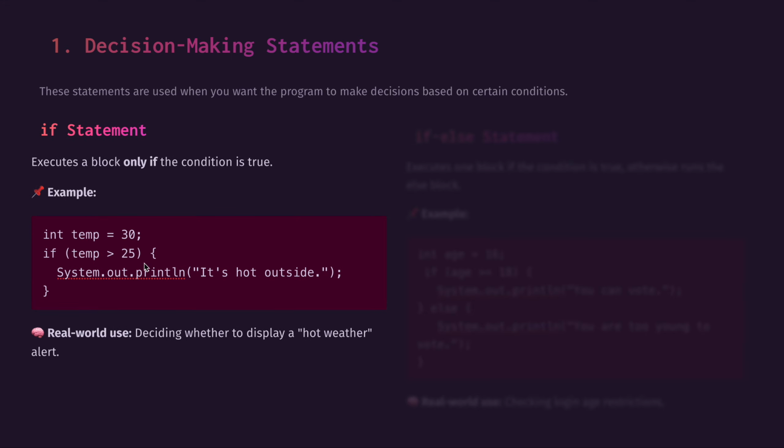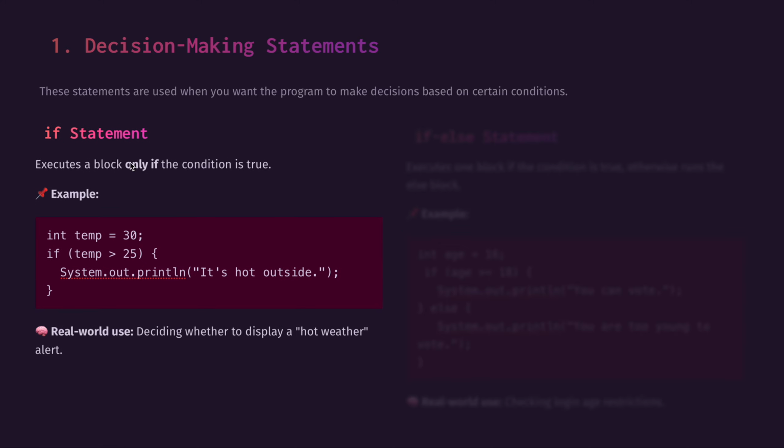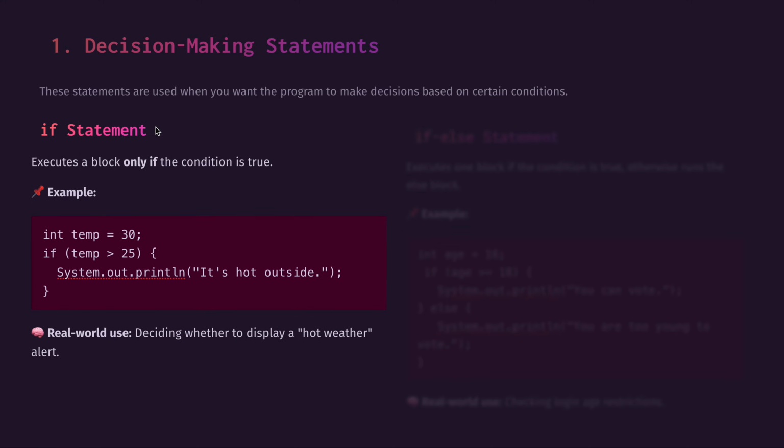Okay, first is if. The if statement is a control statement which executes a block only if the condition is true. What is a block? It executes a block only if the condition is true. That is, it makes a decision based on a certain condition, if it is true.